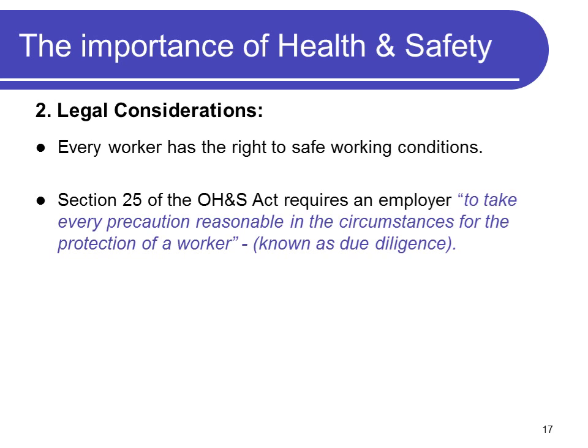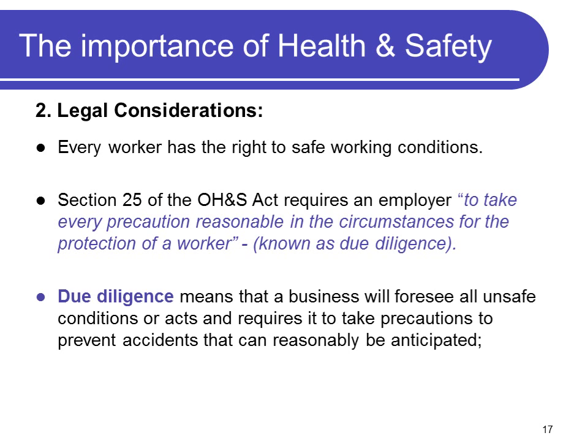In Ontario, Section 25 of the Occupational Health and Safety Act requires an employer to take every precaution reasonable in the circumstances for the protection of the worker, and this is known as due diligence. Due diligence means that a business will foresee all unsafe conditions or acts and is required to take precautions to prevent accidents that can reasonably be anticipated.